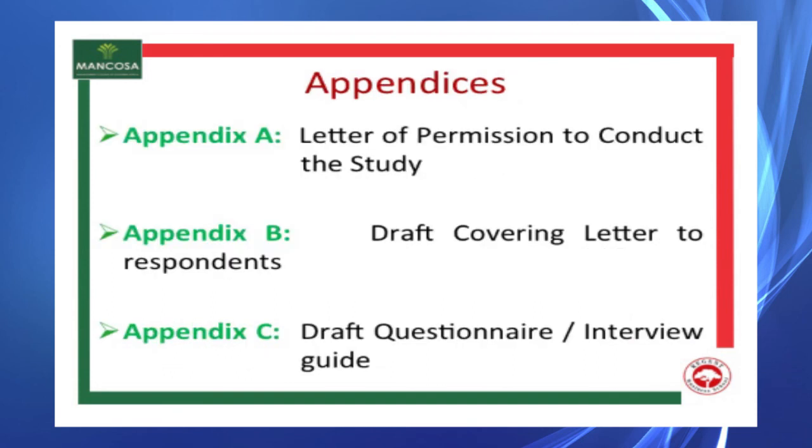Just to reiterate what was said earlier, the appendices include the letter of permission from the organization under study, the draft covering letter to respondents, and the draft research instrument or instruments. In some cases, you may be required to include an informed consent form. However, this is completely context dependent. It must be noted that the proposal does not include a conclusion.